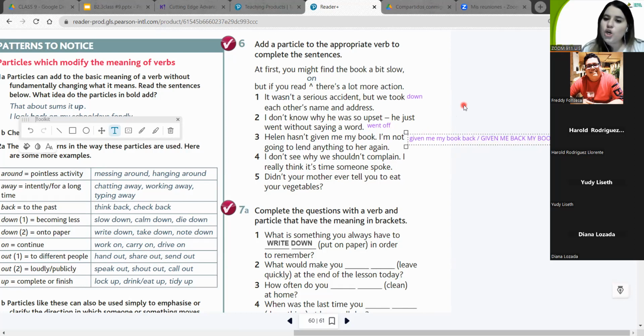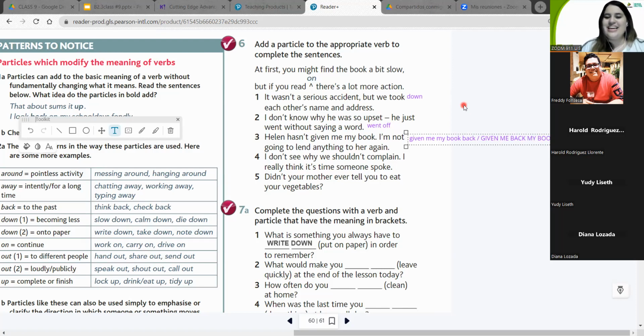I'm not going to lend anything to her again. I mean, the second one, you don't have to add anything. The sentence is very clear. It's very direct. I'm not going to lend anything to her again. You don't have to add anything to the second one. It was for the first one. Helen hasn't given me my book back. Okay, just for that first sentence. Now let's see number four.